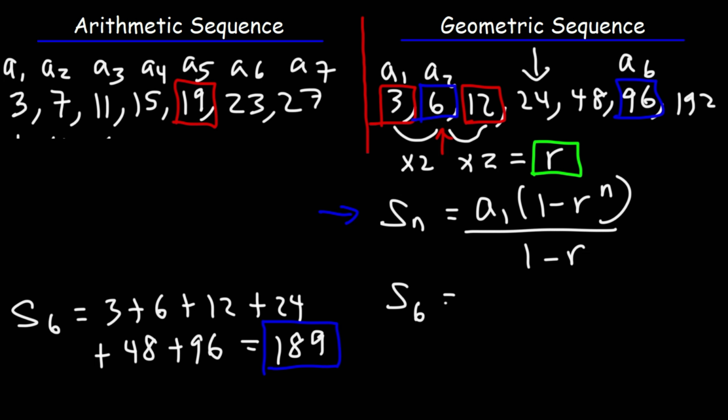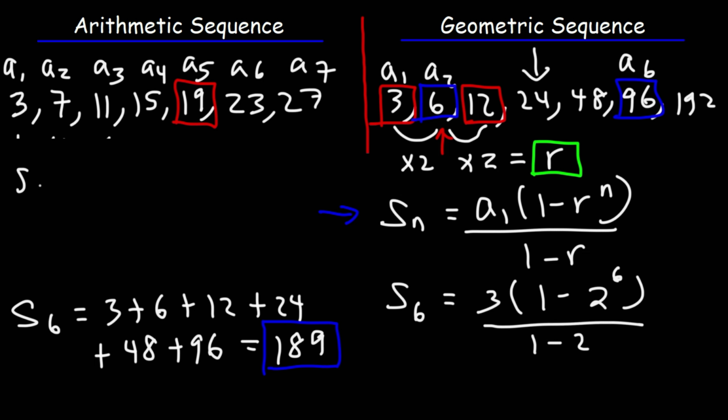So S sub 6, the sum of the first 6 terms, is equal to the first term a sub 1, which is 3, times 1 minus r. R is the common ratio, which is 2, raised to the n. N is 6, over 1 minus r, or 1 minus 2. So I'm going to work over here since there's more space. Now, 2 to the 6, that's going to be 64. If you recall, 2 to the 5th power was 32. If you multiply 32 by 2, you get 64. So this is going to be 1 minus 64. And 1 minus 2 is negative 1.